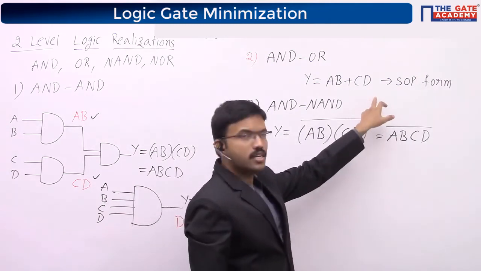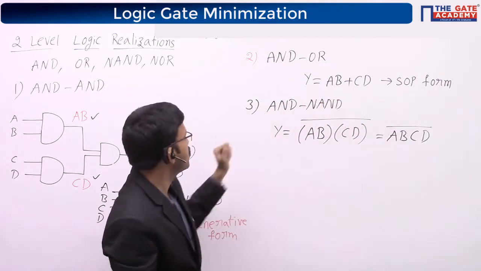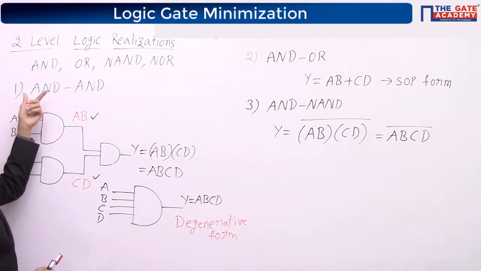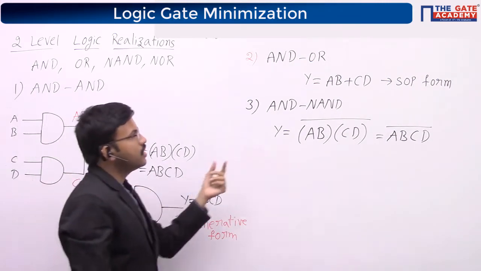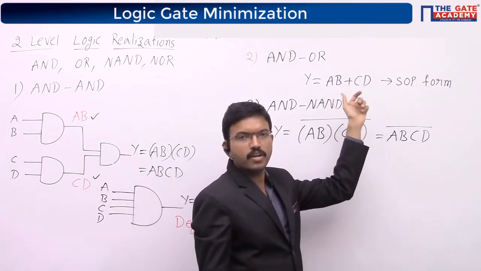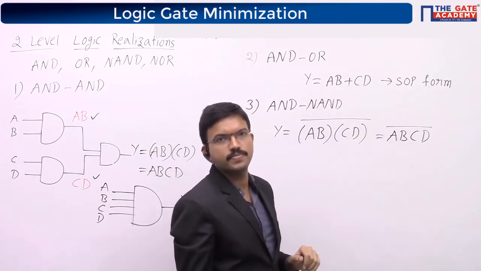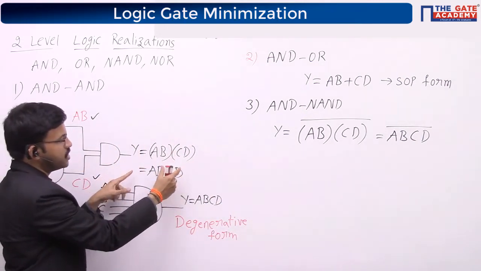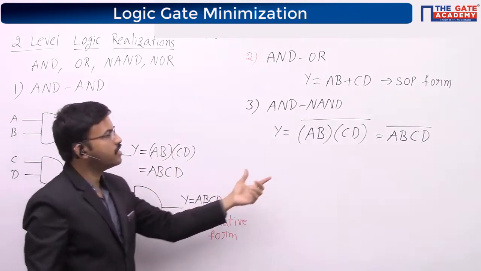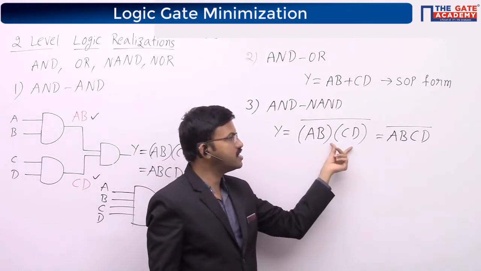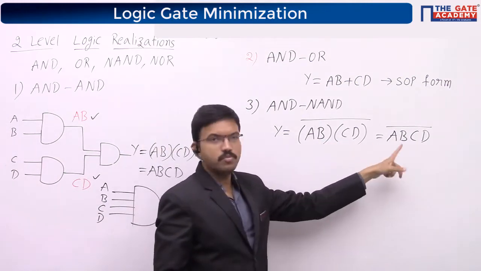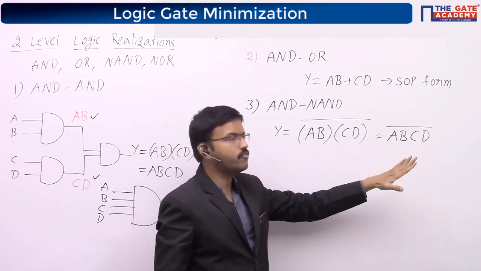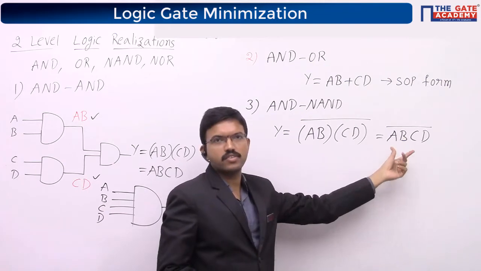This is not canonical SOP. Here, for the time being, we have considered AB and CD. It is a 4 variable function. In each product term, the number of literals is less than the number of variables. In the first case, AB and CD is nothing but ABCD. Even if you apply De Morgan's law, you will get A bar plus B bar plus C bar plus D bar, which you can rewrite once again like this.